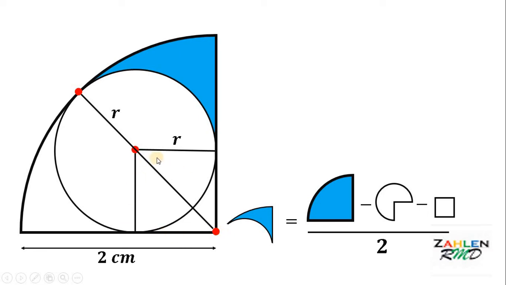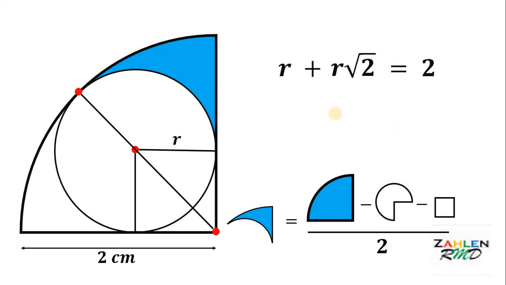Now since we know the length of the side of this square, we can easily find the length of the diagonal of the square, because the length of the diagonal of the square is equal to the length of the side multiplied by the square root of 2. Now also take note that this segment connecting the point of tangency, the center of this circle, and the center of this quarter circle is equal to the length of the radius of this quarter circle. Therefore, if we add r plus r square root of 2, this will give us 2, or the length of the radius of this quarter circle.